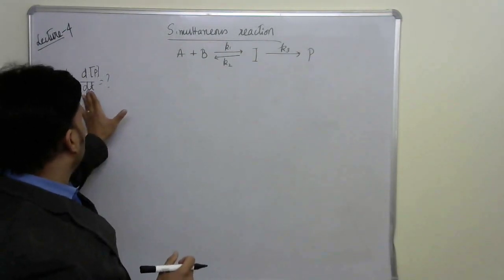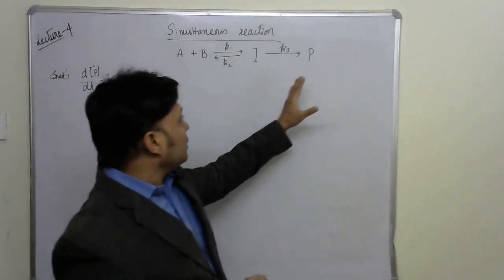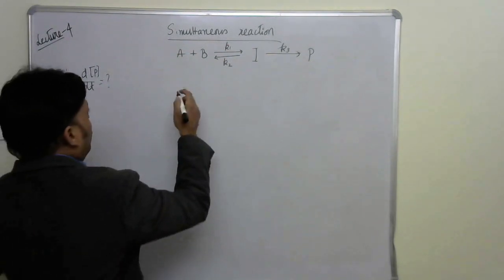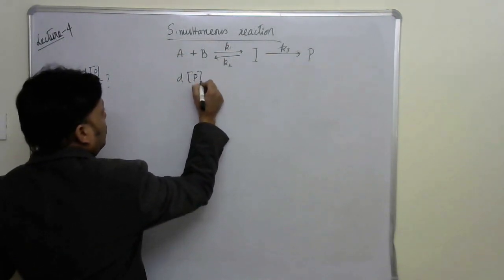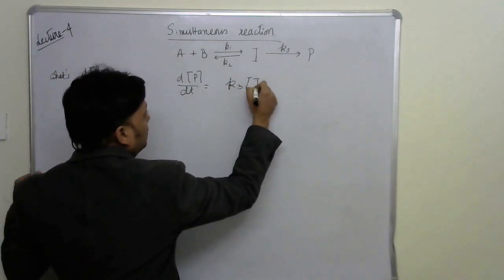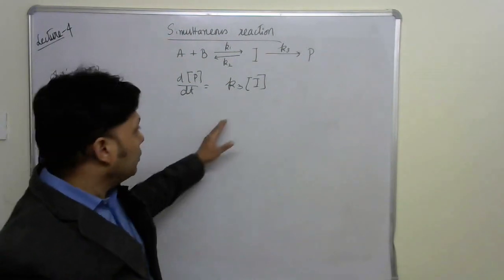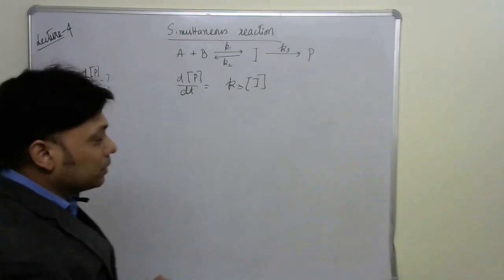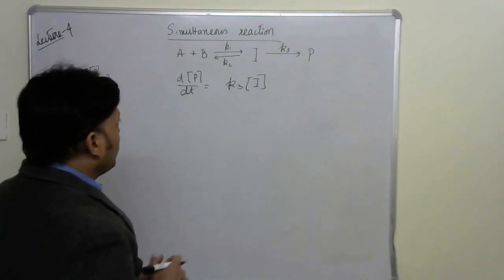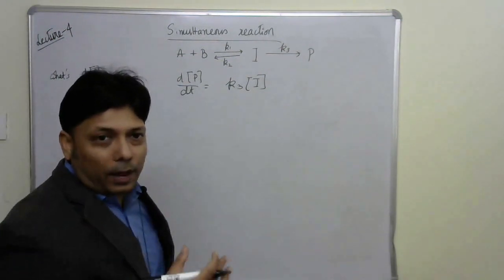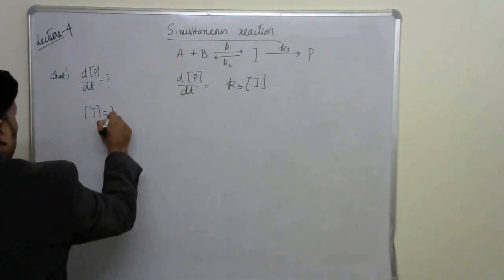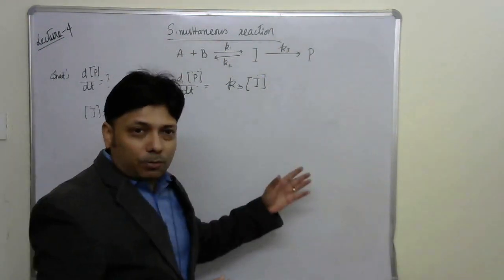So we are interested in finding out dP/dt. That means at what rate the product P is getting formed. So let's find out what is dP/dt. So dP/dt can be formed only by this single equation, k3[I]. There is no other way that P can be formed. So therefore, we have to find out the concentration of I. That means this.